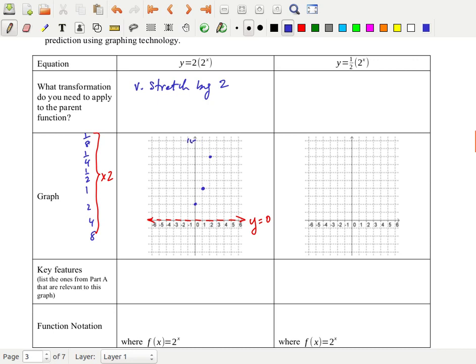Just put a scale on here just so we know we're still using the same scale as before. At -1, I was a half a unit above the asymptote, but now I'm a full unit. And now my 1/4 becomes a half. My 1/8 becomes 1/4.